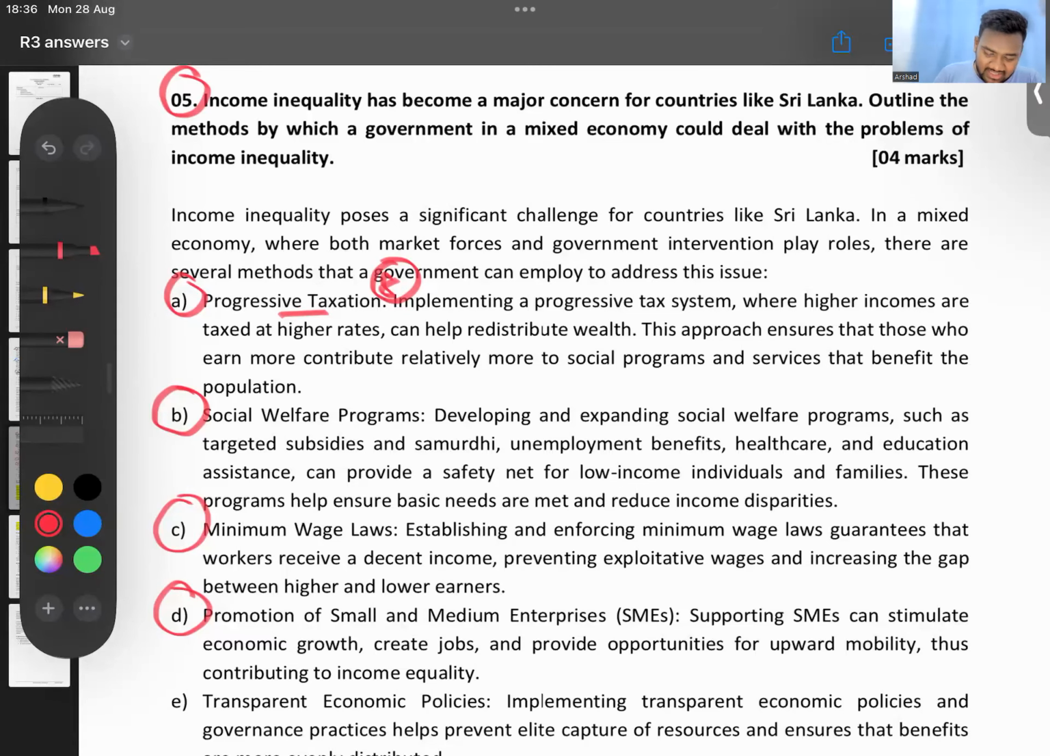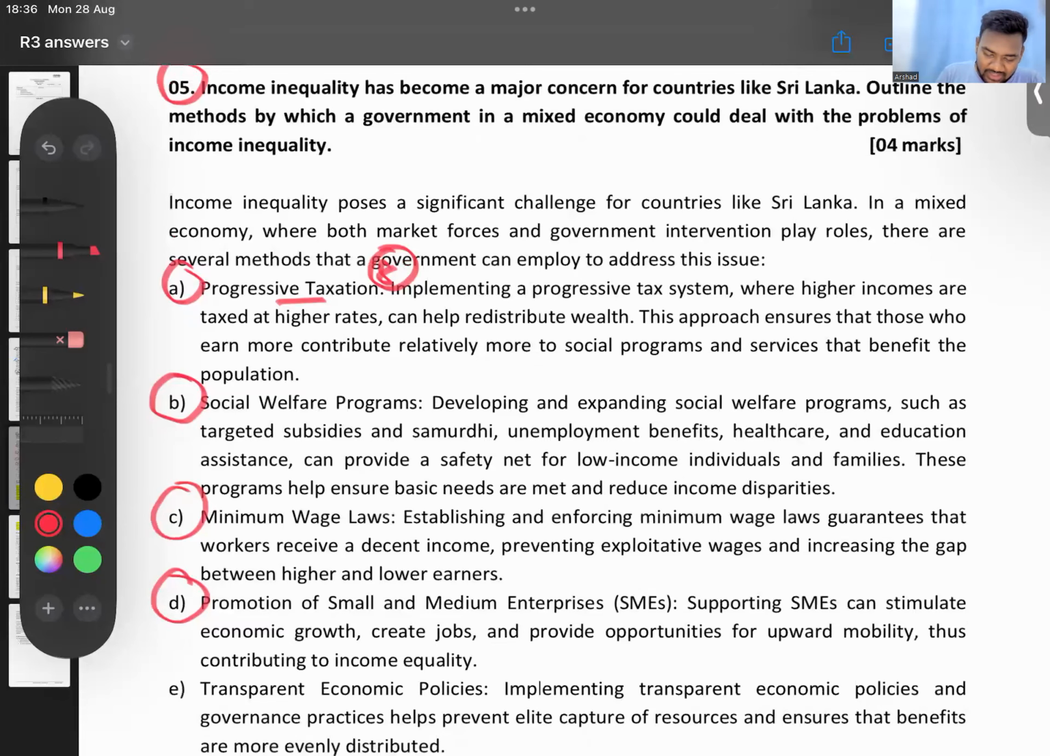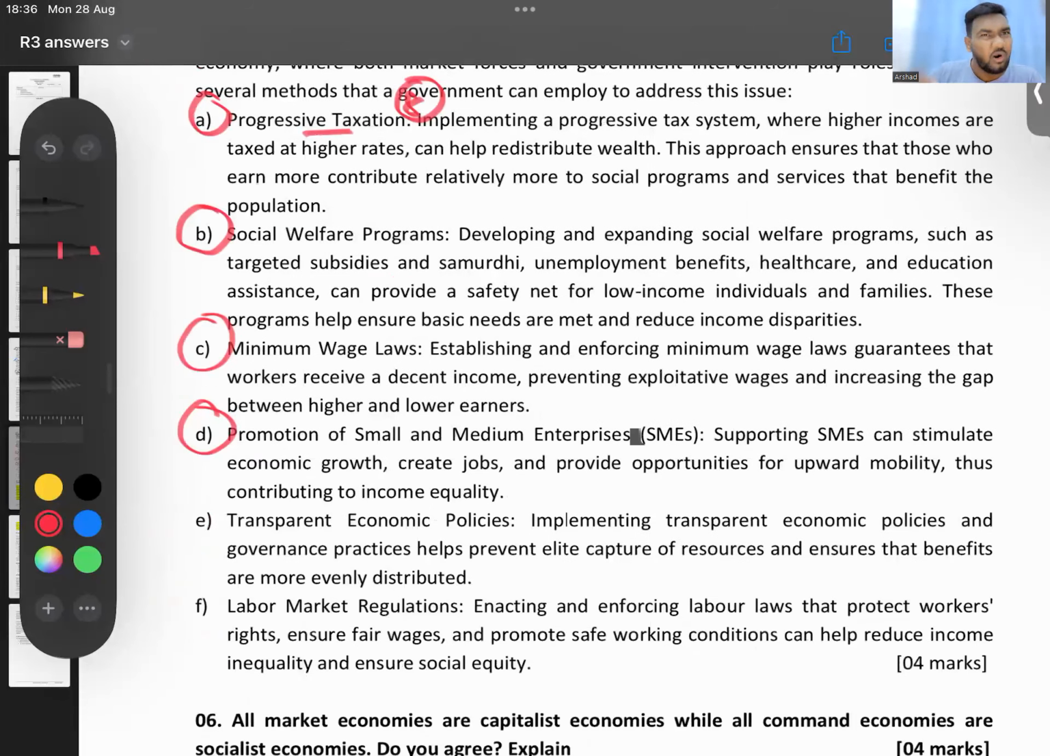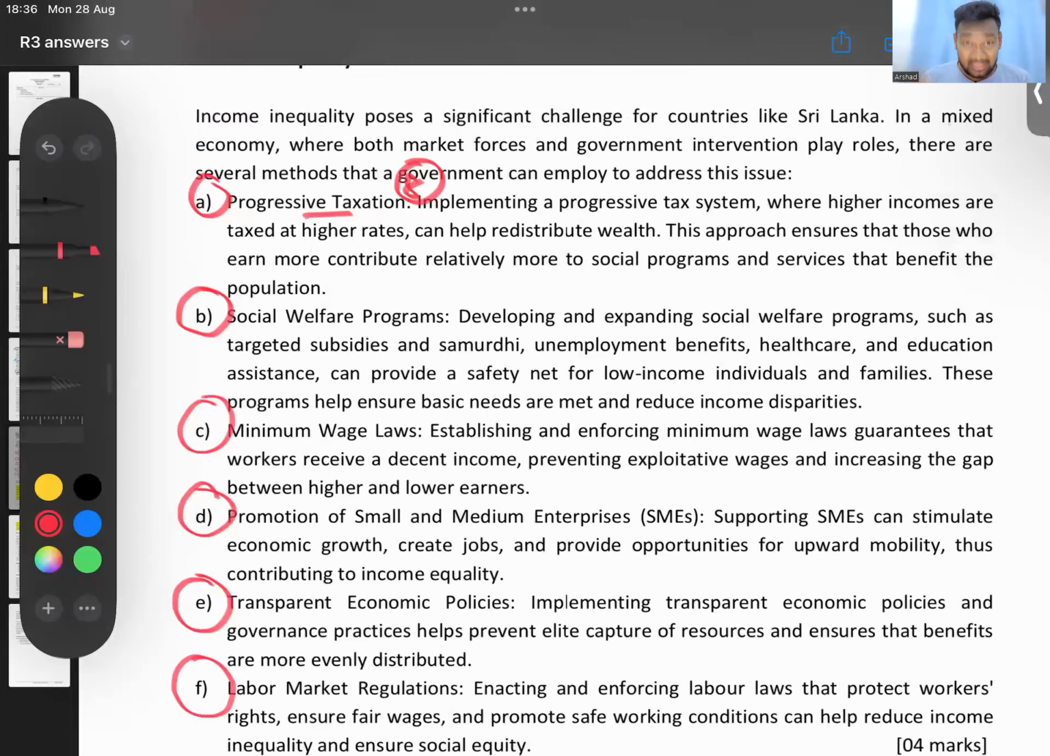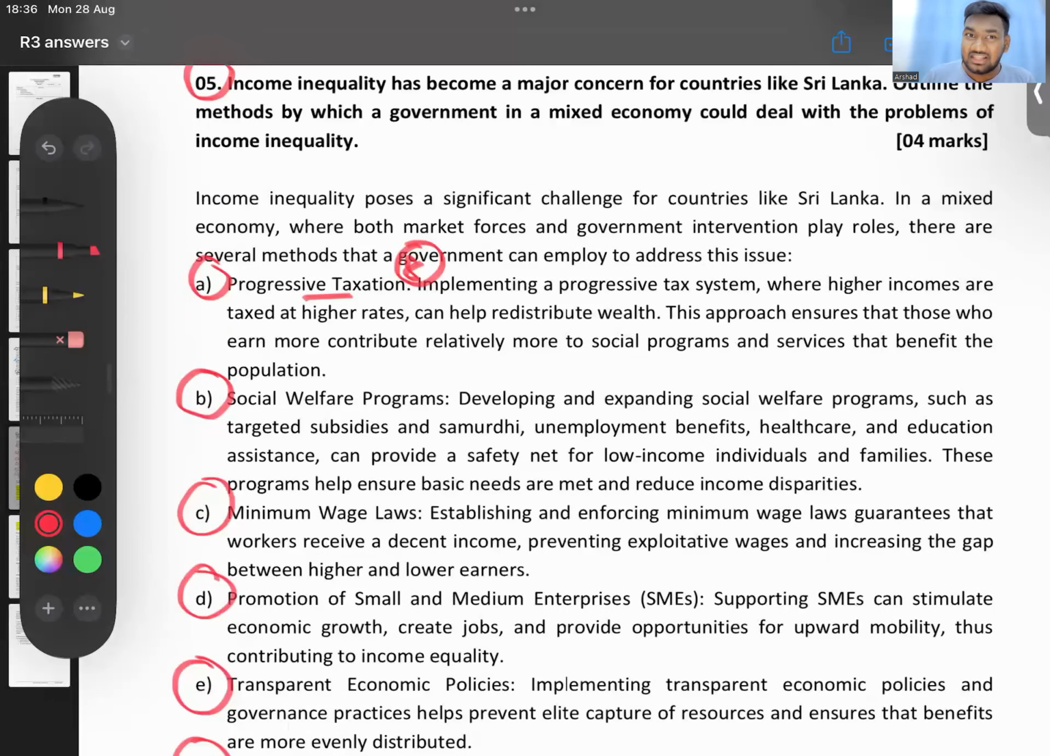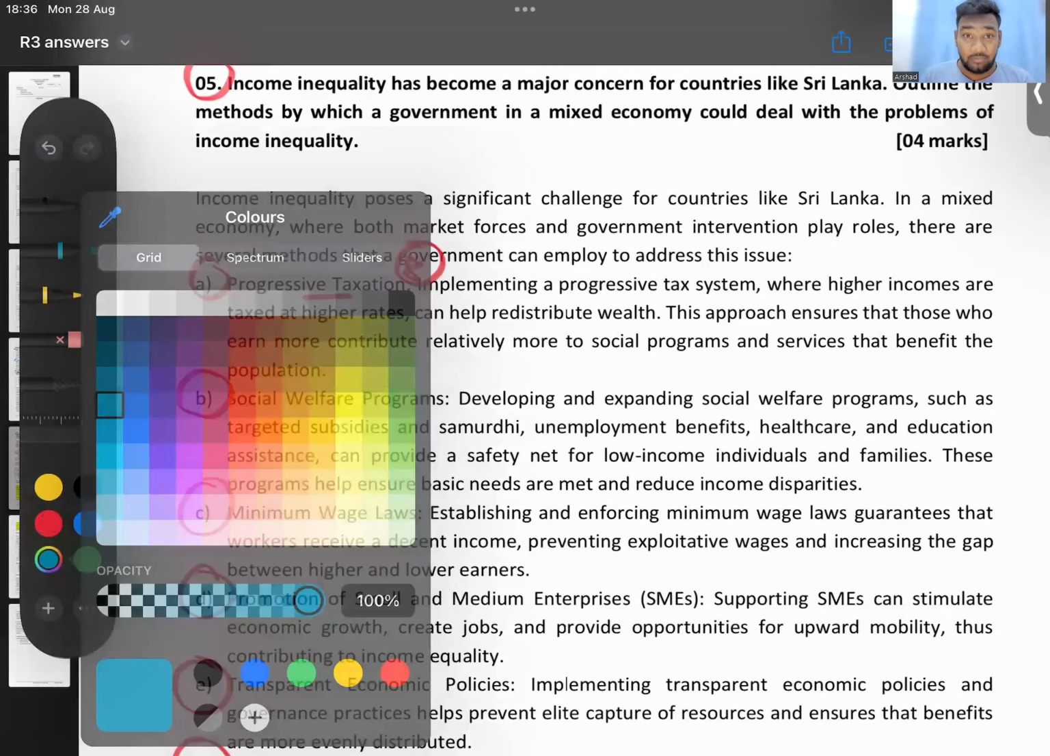Then also finally, transparent economic policies, labor market regulations, all of these we'll talk about in detail in the upcoming units, right? So don't talk much about it. So remember, there is income inequality in a mixed economy. What can the government do? So these are certain things that the Sri Lankan government can do to solve the income inequality problem.